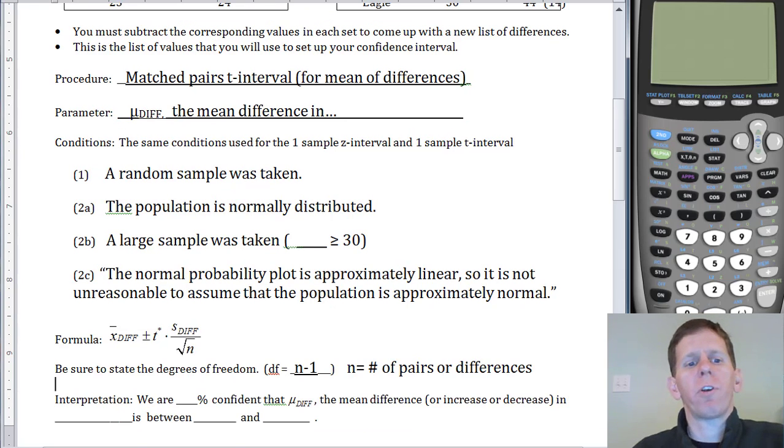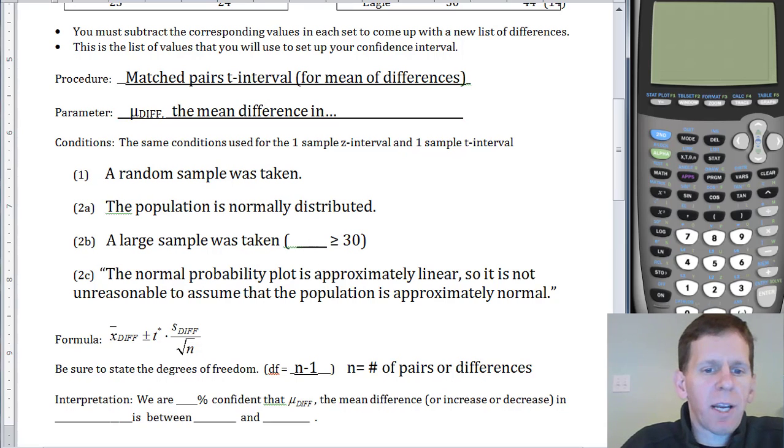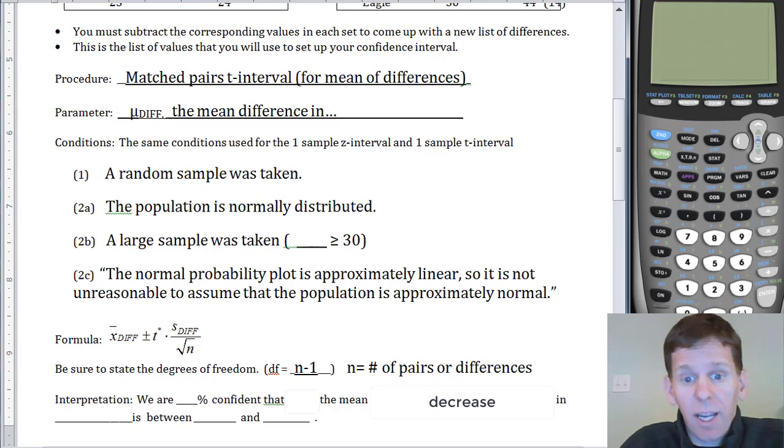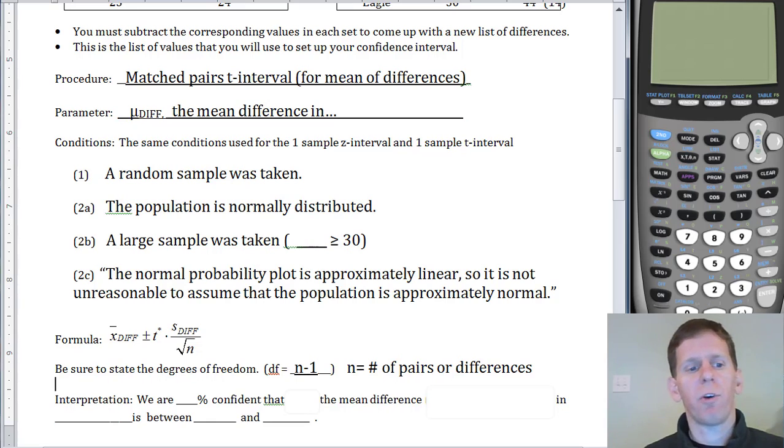And then in step 4 in your interpretation, very similar to what we had in the past, we are blank % confident that, if you want to include mu diff, you can, or you can just say we're blank % confident that the mean difference, you could also use the phrase mean increase or mean decrease in whatever, test scores, golf shots, gas mileages, is between the two numbers. So it's a very similar interpretation, and we'll take a look at an example on the back side of the worksheet where we're using this type of interval.